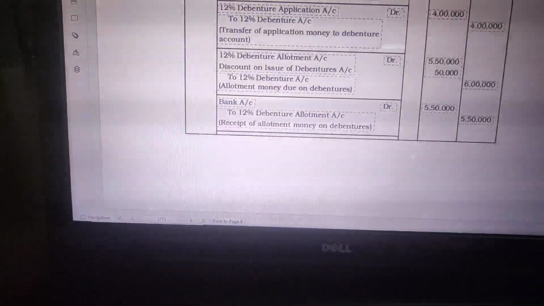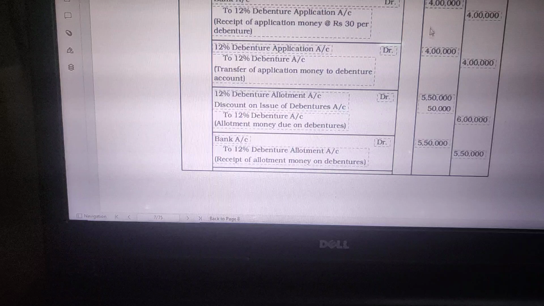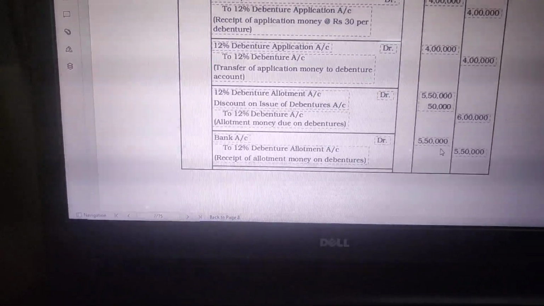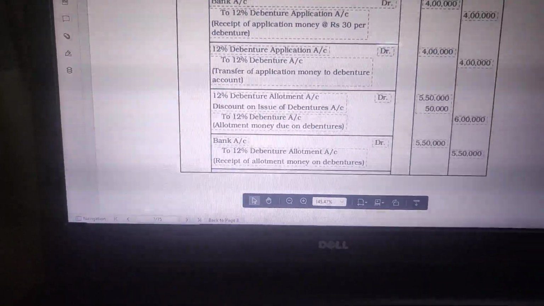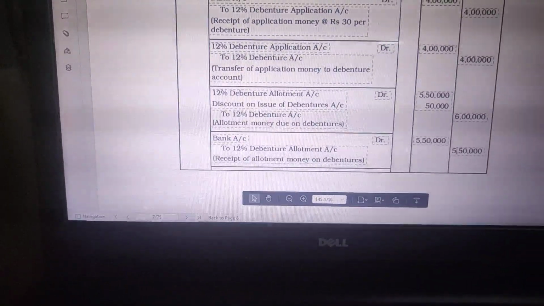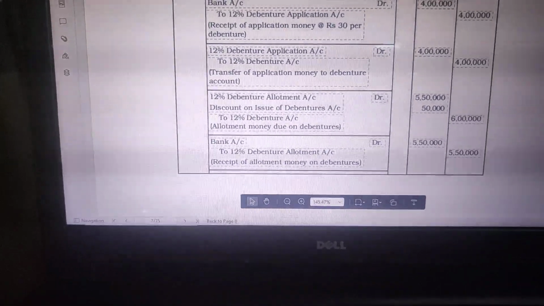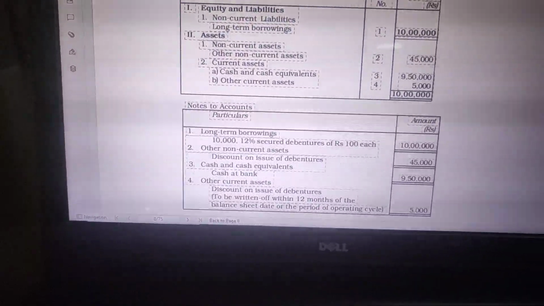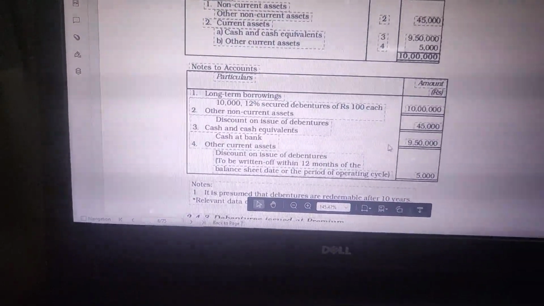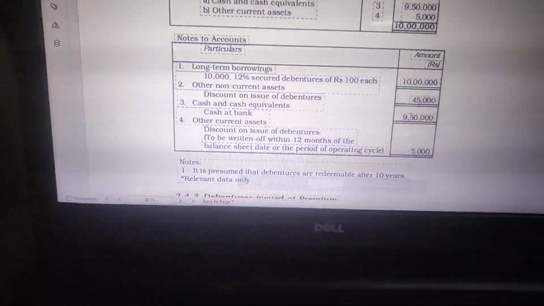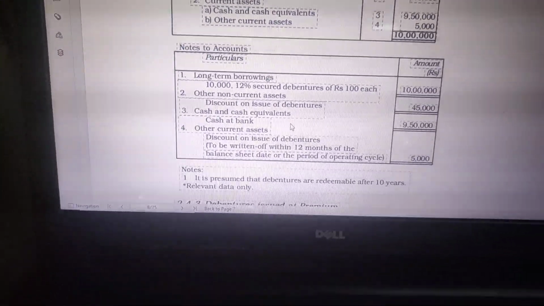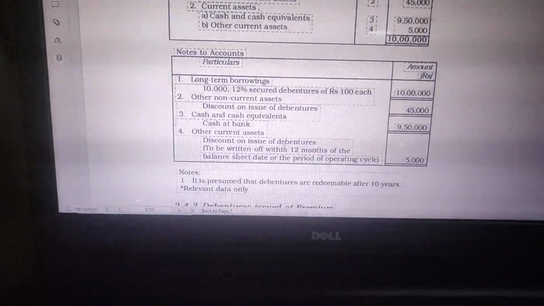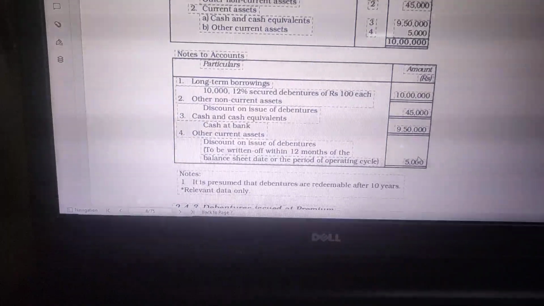Here application money received is 4 lakh plus allotment money received is 5,50,000. Total will be 9,50,000. So that whole amount will be the cash at the bank, cash collected by the company in the bank. Then the other current assets that we have already discussed, that is discount on issue of debentures 5,000.